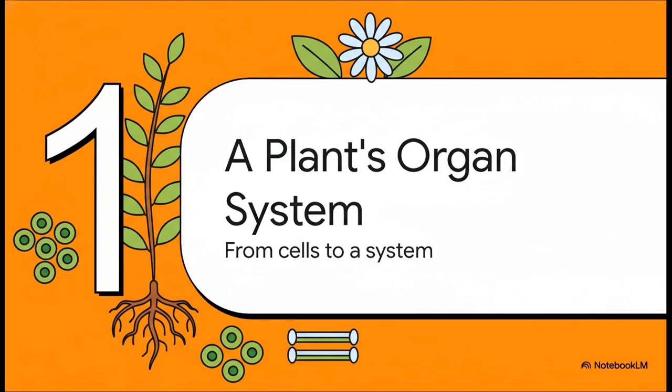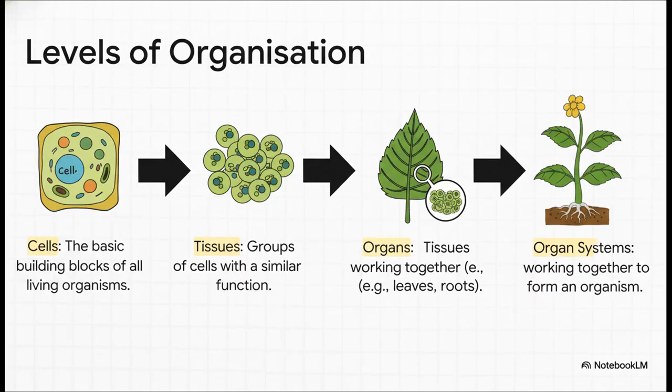Okay, first things first. Let's get our heads around how a plant is actually put together, starting from the very bottom, from single cells to a complete working system. You know, just like us, plants are super organized. It's a hierarchy. You start with the absolute basics, the cells. These are the building blocks. When similar cells group together to do a specific job, you get tissues. Then, different tissues work together to form an organ, like a leaf or a root. And finally, you get the whole shebang. Organs working together in an organ system, like the transport system that moves stuff all around the plant.